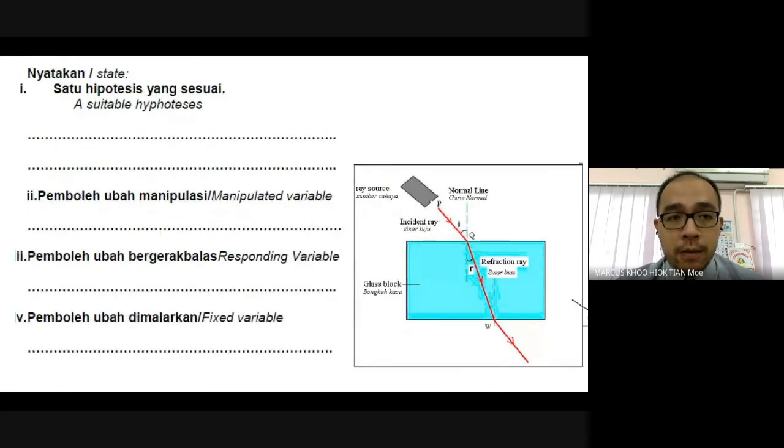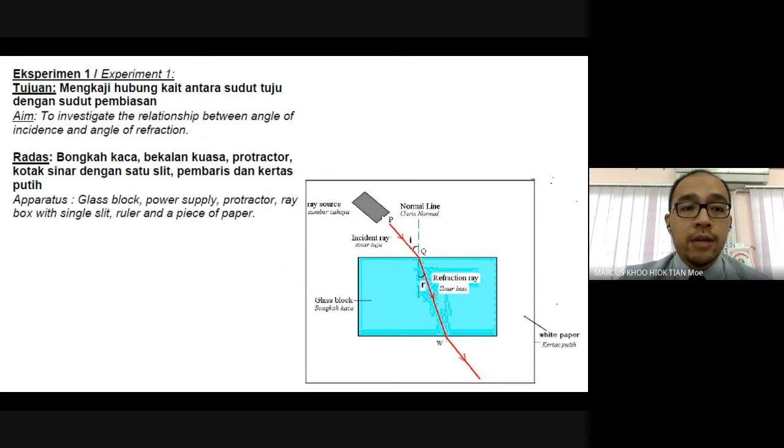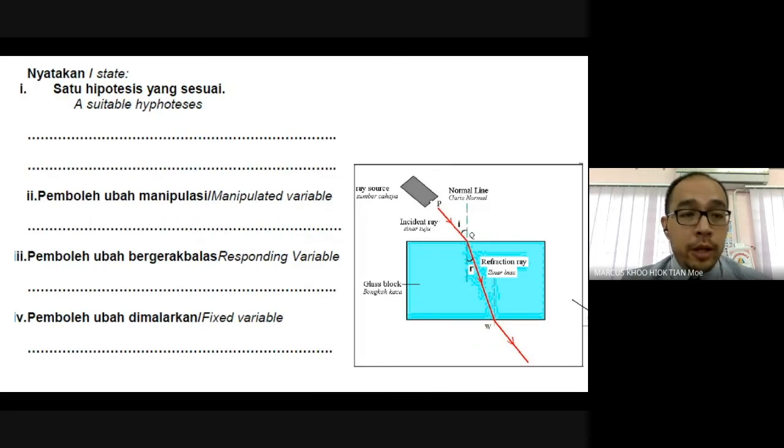Tell me what is the hypothesis, what is the manipulated variable, the responding variable, and the fixed variable. Let's start with the hypothesis. What do you think is the hypothesis of this experiment? The aim is to investigate the relationship between the angle of incidence and the angle of refraction. That's the aim of this experiment. So tell me the hypothesis, the manipulated, the responding, and the fixed variable. I'm going to give you 3 minutes to think about this. Write down your answer first.